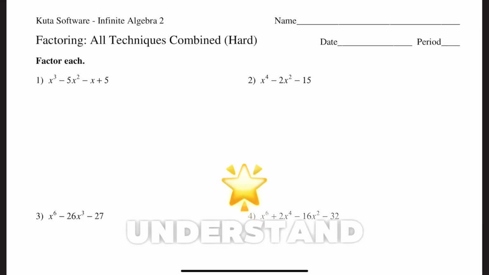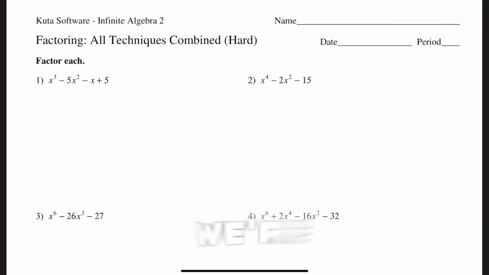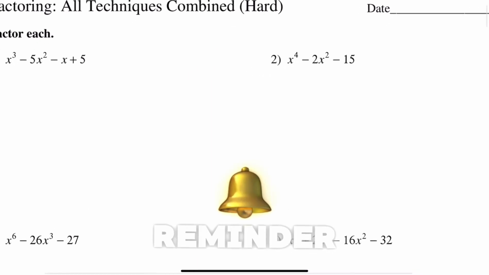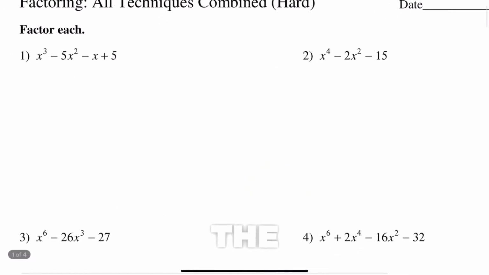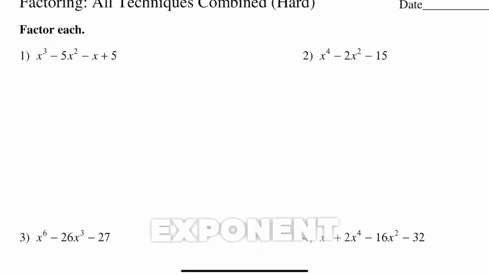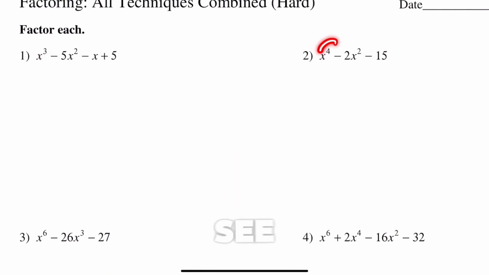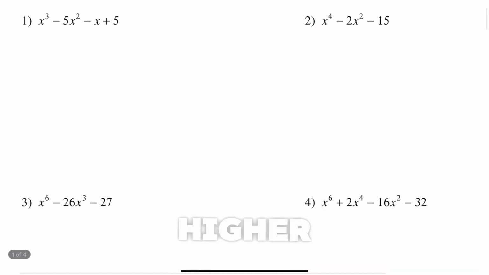Okay, so now that you understand the basics of factoring, we're going to go into some higher degree polynomials. As a reminder, degree is the highest exponent of the polynomial. So if you're looking at problem number 1, the degree here is 3 because 3 is the highest exponent on this problem. Looking at number 2, you can see that 4 is the degree of this problem because 4 is the highest exponent. So we're going to start factoring higher degrees.